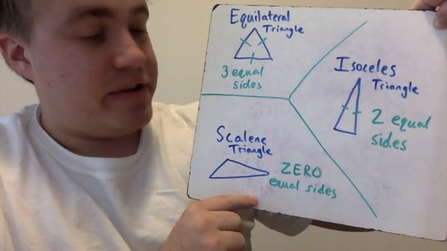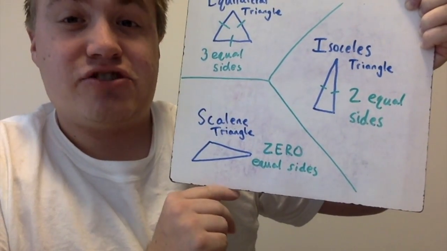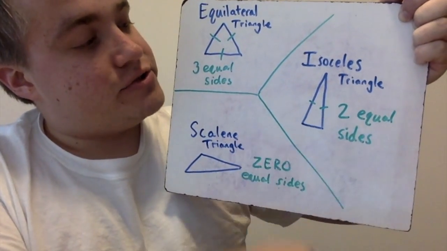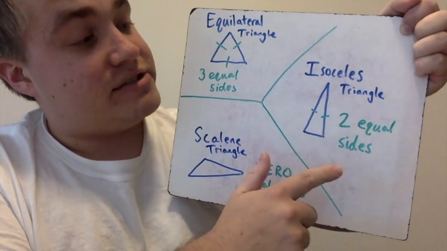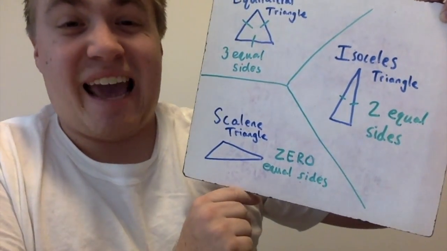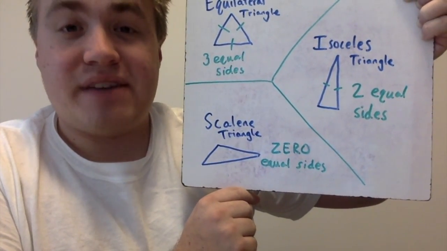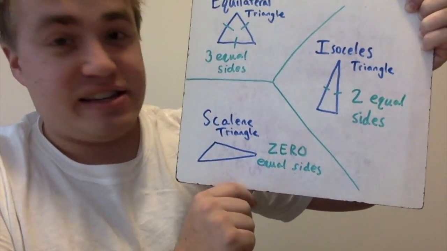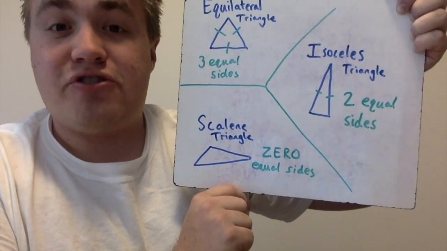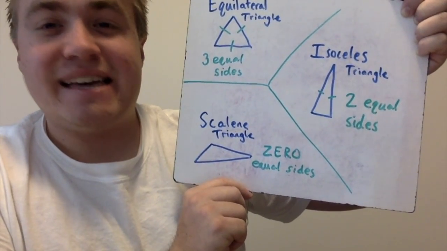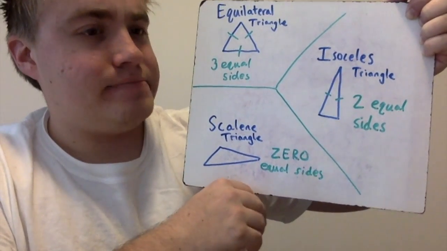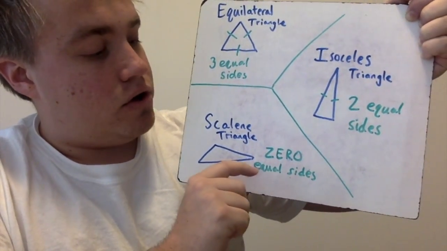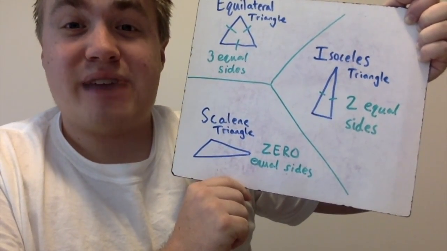And finally down here we have a triangle called a scalene triangle. Now if you remember, up here I have lines through three of my sides. Over here I have lines through two of my sides, which represents either three equal sides or two equal sides. Down here I don't see any lines through any of my sides. That means I have zero equal sides. All of my side lengths here are different lengths. None of them are equal to each other. We call this a scalene triangle. Say scalene for a second. Scalene triangle. A scalene triangle is simply a triangle with zero equal sides.